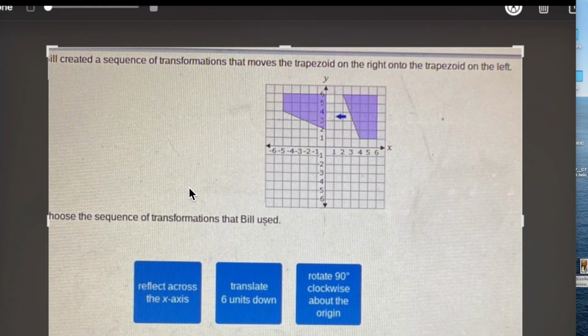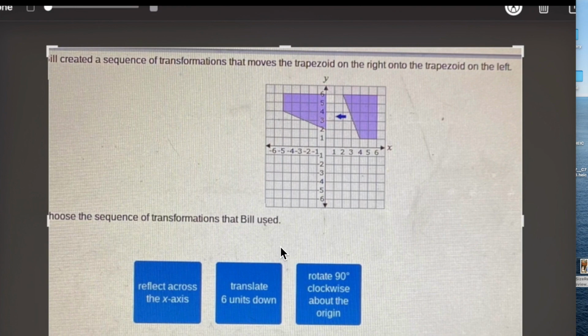In this next problem, we're told that Bill created a sequence of transformations that moves this trapezoid on the right to this on the left. And they actually give us the transformations themselves, and they ask us to place them in order.